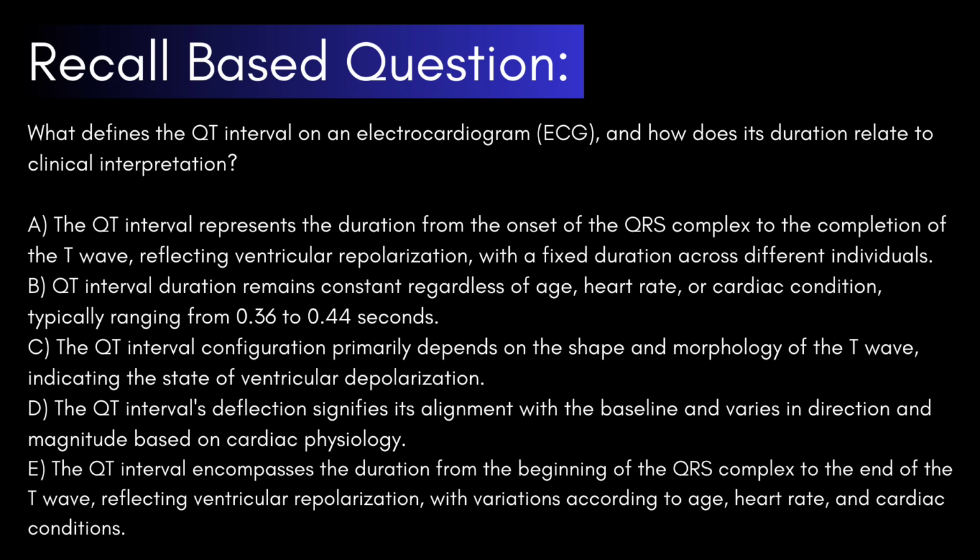typically ranging from 0.36 to 0.44 seconds. C. The QT interval configuration primarily depends on the shape and morphology of the T wave, indicating the state of ventricular depolarization. D. The QT interval's deflection signifies its alignment with the baseline and varies in direction and magnitude based on cardiac physiology. E. The QT interval encompasses the duration from the beginning of the QRS complex to the end of the T wave, reflecting ventricular repolarization, with variations according to age, heart rate, and cardiac conditions.